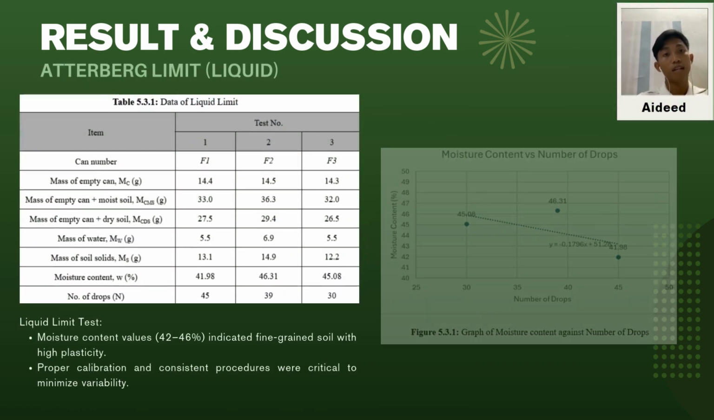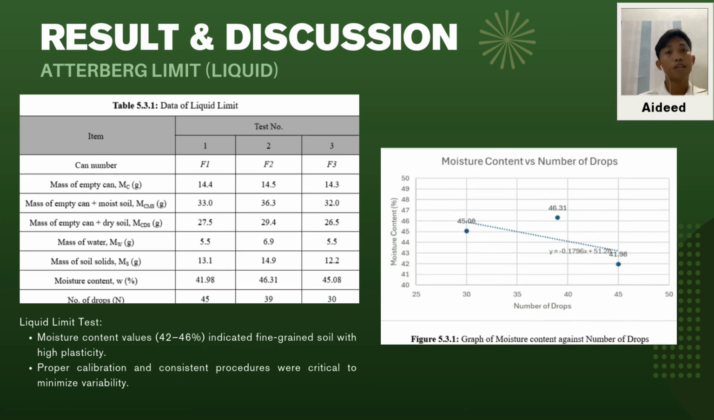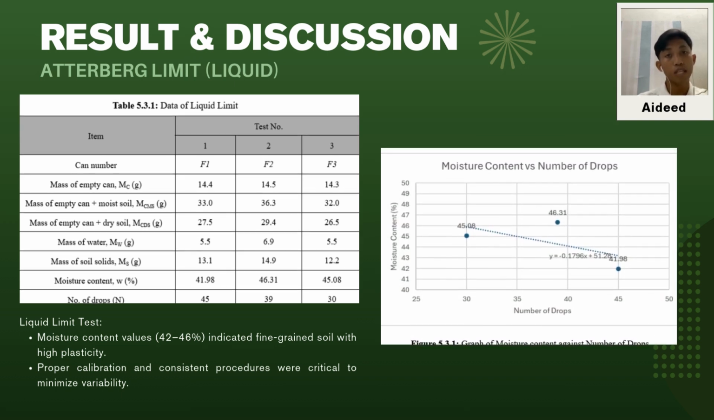Then we did the liquid limit test, which is an Atterberg limit. From our table and our graph, we can conclude that the moisture content values within the range 42 until 46% indicated fine-grained soil with high plasticity. Next, proper calibration and consistent procedures were critical to minimize variability.